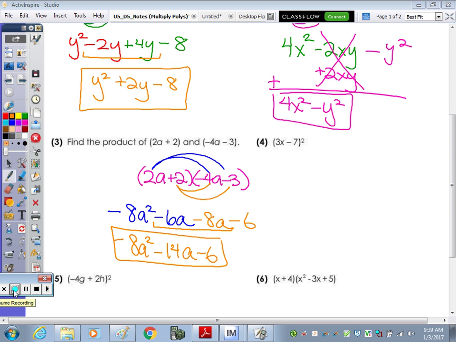All right, number 4. Number 4 says you're going to square that binomial. Whenever it says to square a binomial, square a trinomial, you want to expand it. Write it out twice. You never want to just do the 3 squared and the 7 squared, because you're not going to get the multiplication of all 4 terms. So you always write it out twice and do your full distribution. So 3x times 3x is 9x squared.